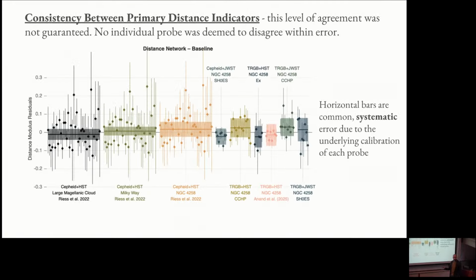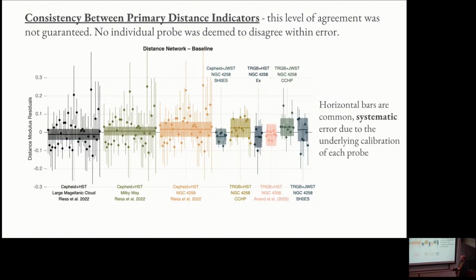But then we can go and look at agreement. So now we've made a decision on what we're going to use. Now let's go plug it into the network and see what comes out. And these are distance modulus residuals for each galaxy as a primary distance indicator. So TRGB, Cepheids, and so on.